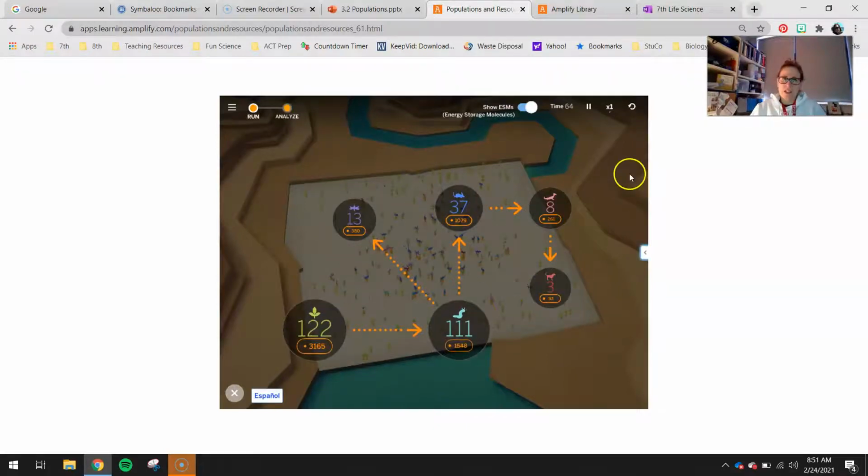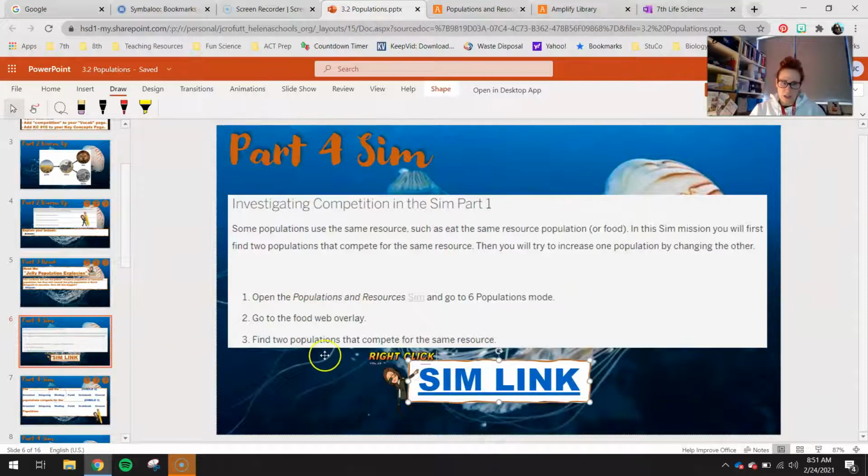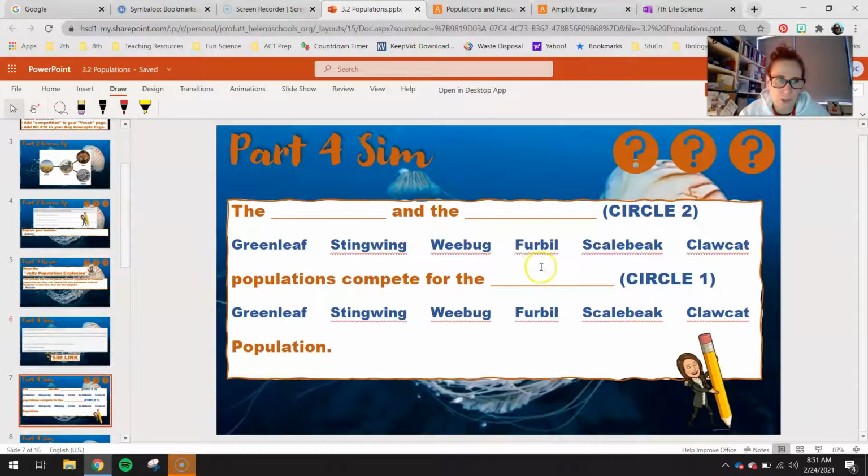Okay, so you guys are going to answer this question using this little guy. Notice you have the draw tool icon right here, so grab your draw tool, and we're going to do a little fill in the blank by circling your answers. So blank and the blank populations compete for the blank population. So you're going to circle 2 on this one here.